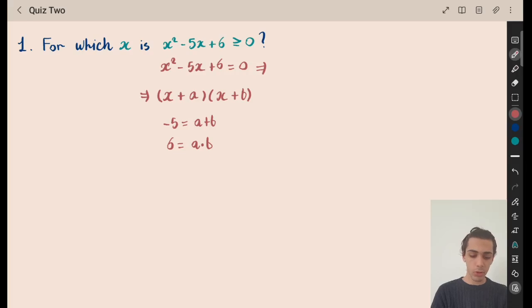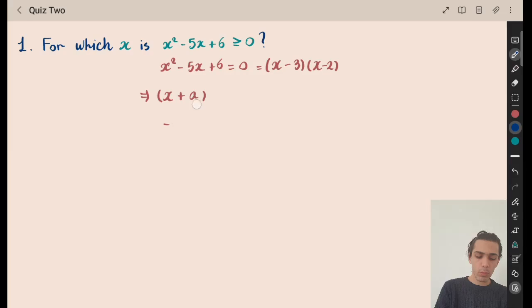Well, I know two numbers, which are minus 3 and minus 2. So I can write x minus 3 and x minus 2. Well, I don't need the implication symbol. I can just write it as it is. So this trick only works when the coefficient is equal to 1. And now we have the roots. So x minus 3, x minus 2 is equal to 0. Sure. What's next?